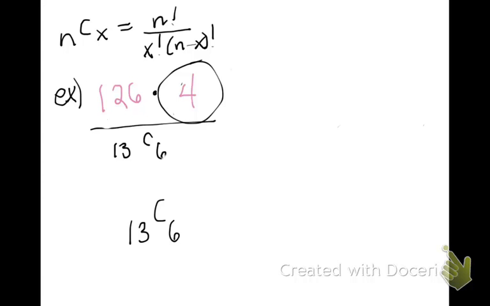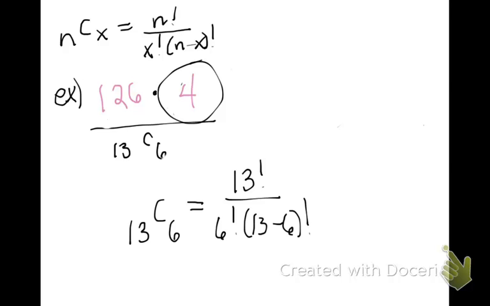Lastly, we'll work out 13 choose 6. This is factorial of 13 divided by factorial of 6, factorial of 13 minus 6. 13 minus 6 is 7.